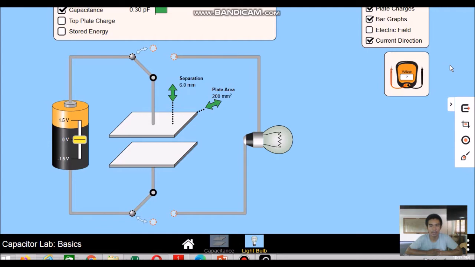So today, we're gonna talk about the energy stored in a capacitor. You know already the function of a capacitor. A capacitor stores charges as well as electrical energy. Alright, now how to charge a capacitor, if you can still recall.